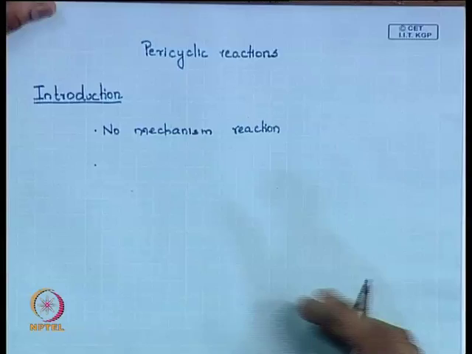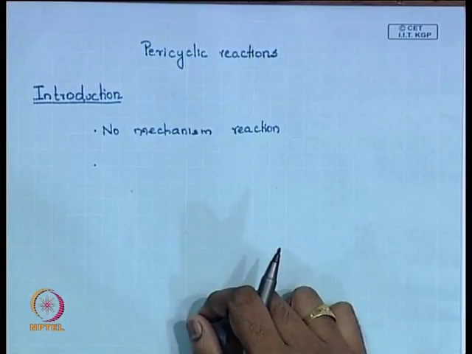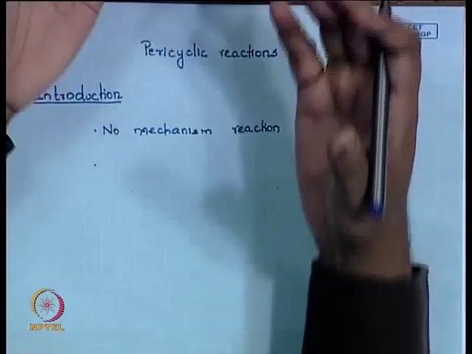But then Woodward was working on steroid chemistry, and he observed an important aspect. When you take steroids and heat them, you get a nice selective stereoisomer. But once you take the same chemistry and do it in light, he observed a different isomer with selectivity. That was a very important observation by Woodward.